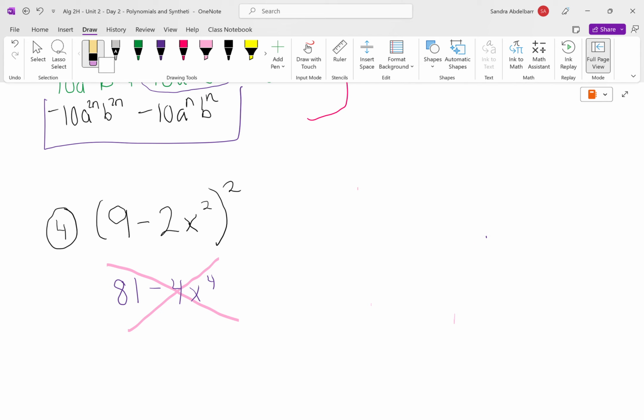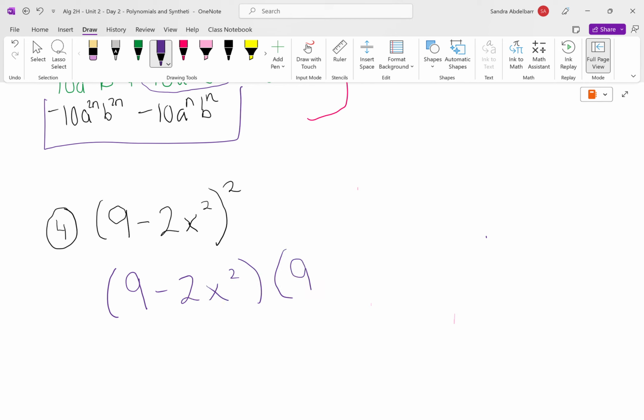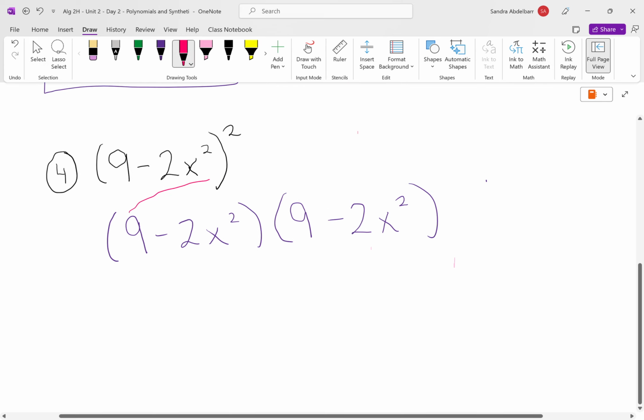So now we want to actually multiply this out. So we're going to do it twice. So we're going to say 9 minus 2x squared times another quantity of 9 minus 2x squared. And you can FOIL. I always use double distribute. Whatever it is that you like, you use.